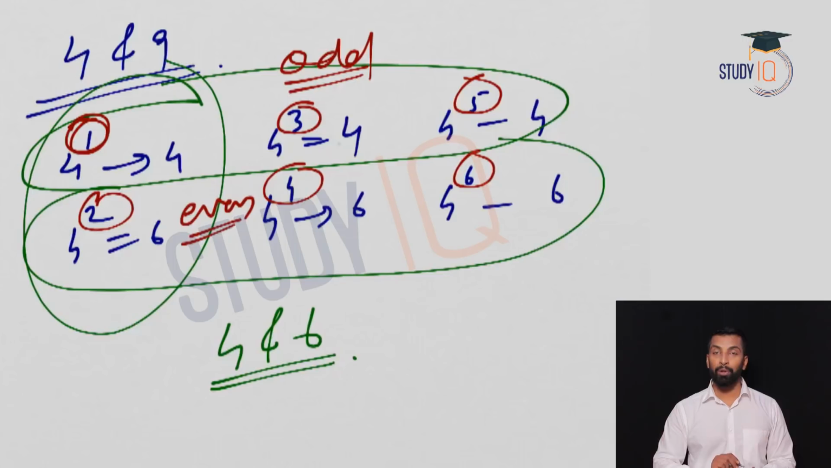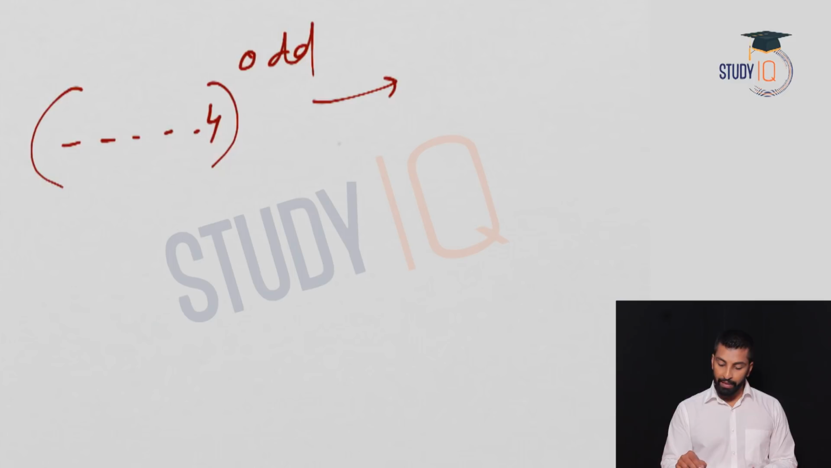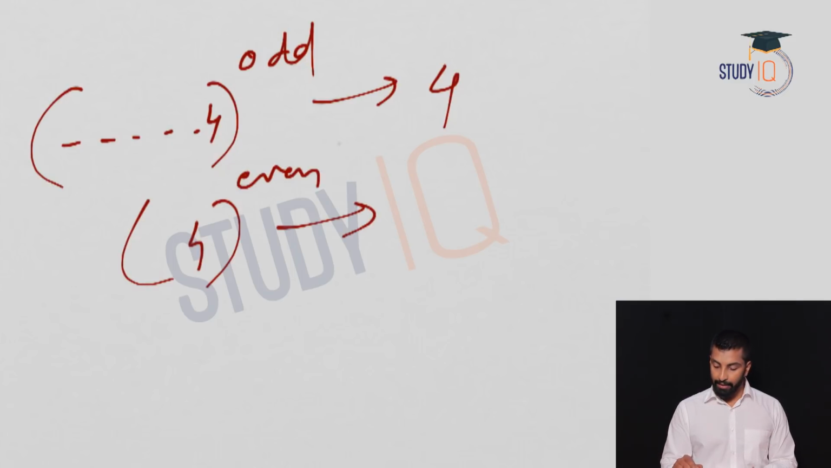So what we can conclude: if the number is ending in 4, the last digit is what you need to find out. You look for the power, okay? There can be many numbers, but for a number ending in 4, if it is an odd power, the answer is 4. If it is an even power, the answer is 6.